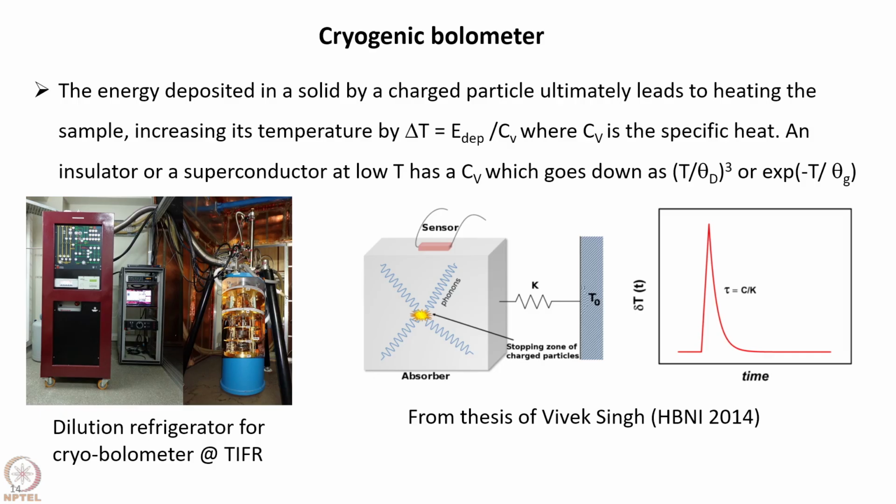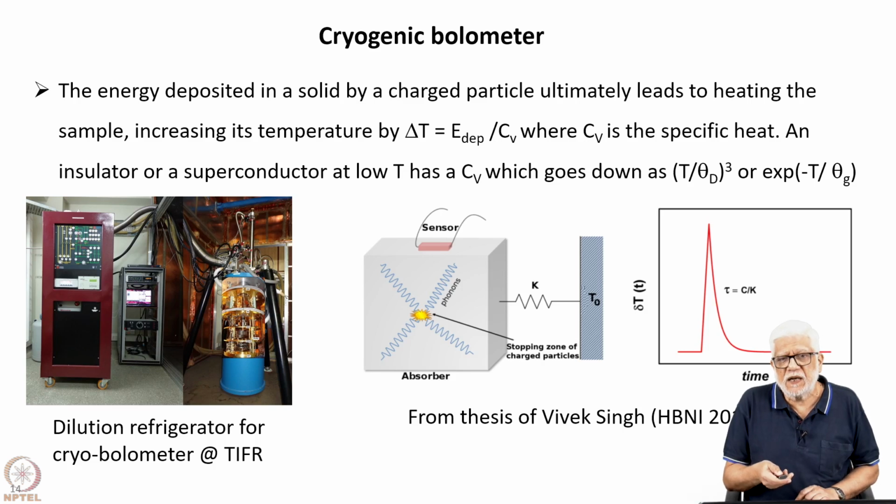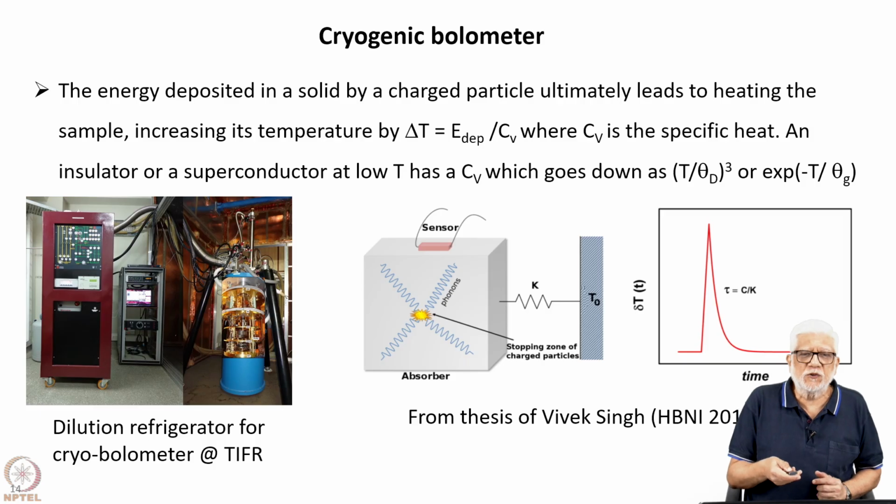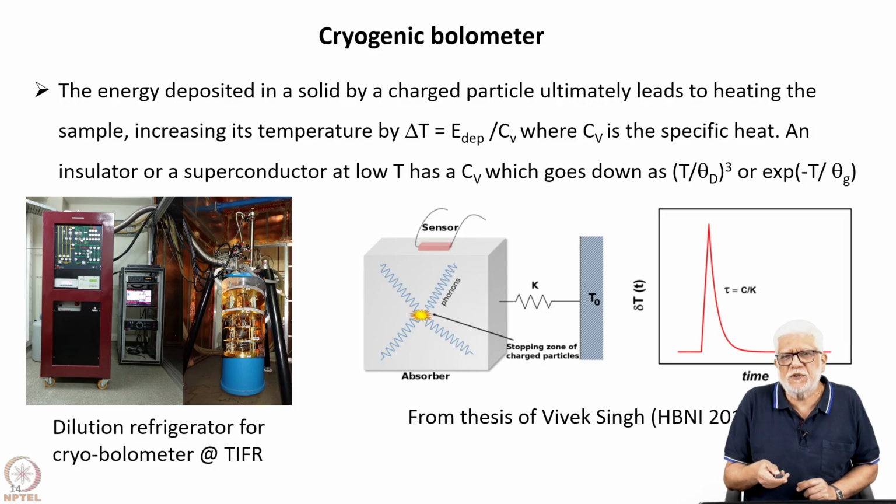Next, we come to the cryogenic bolometer. This is a very interesting concept. When a charged particle interacts with matter, it produces, of course, electron hole pairs or electron ion pairs and so on, but ultimately all that energy is dissipated in the form of heat. Now, of course, for room temperature devices, this is not easily sensed, because the temperature rise is very small as compared to the temperature itself.